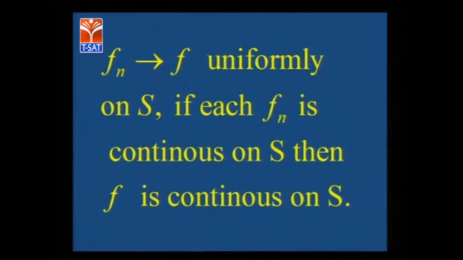The uniform limit of continuous functions theorem. Suppose fn converges to f uniformly on S. If each fn is a continuous function on S, then f is also a continuous function. That is, if fn converges uniformly and each fn is a continuous function, then the uniform limit function f is also continuous on S. So Narendra sir, explain this theorem.